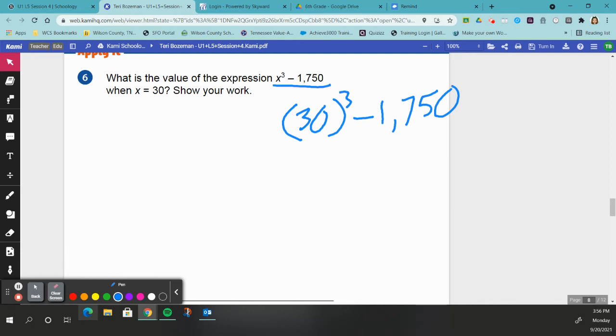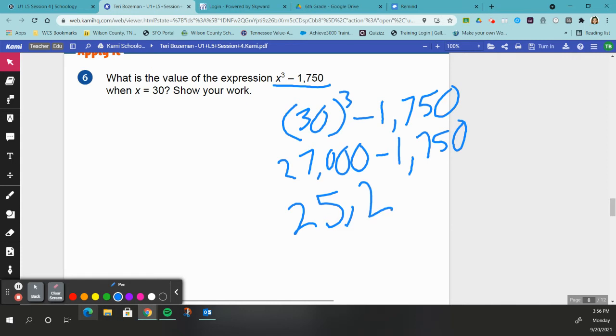So it would be 27,000 minus 1,750. So when we do that, we are going to get 25,250. So that is how we evaluate or find the value of the expression when we are given the value of 30 for x.